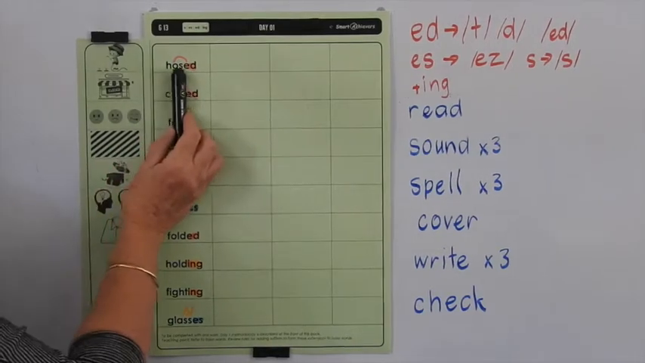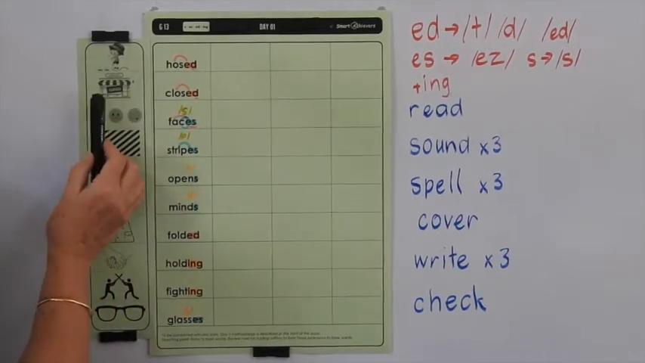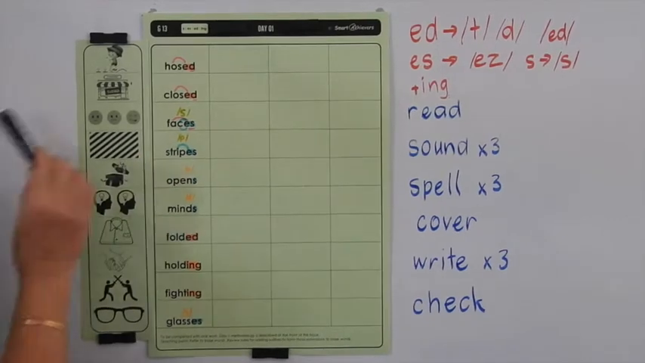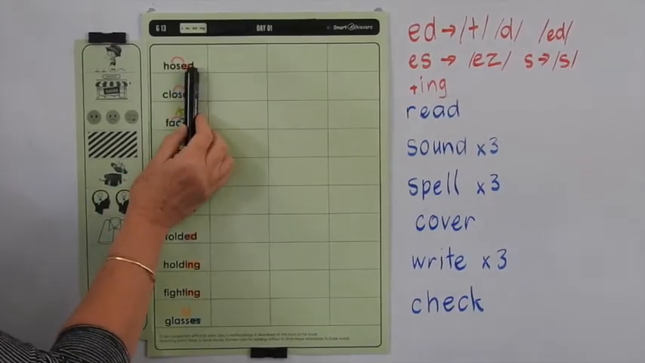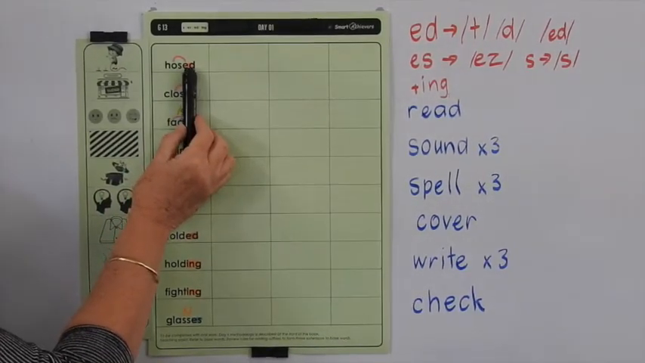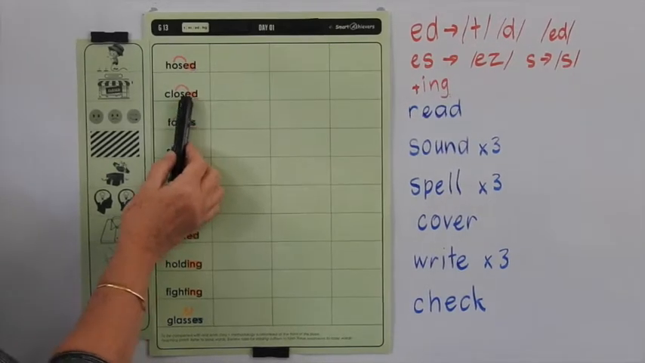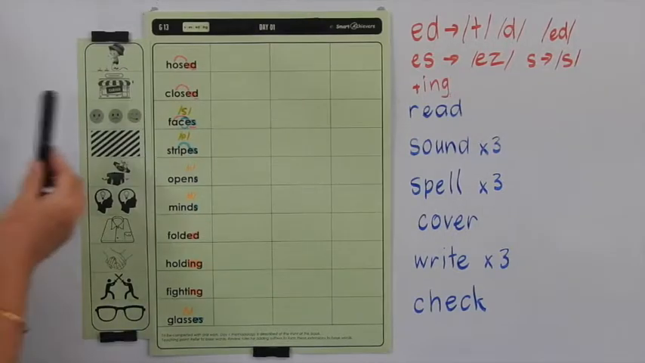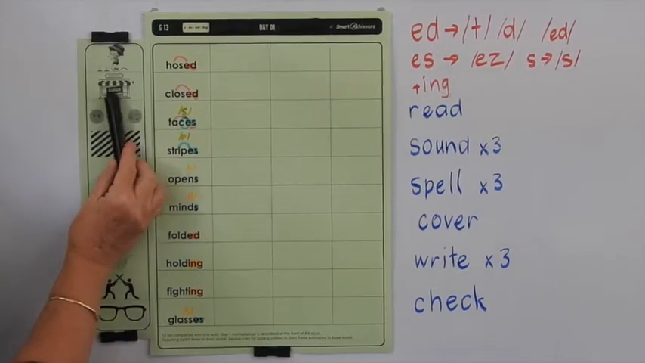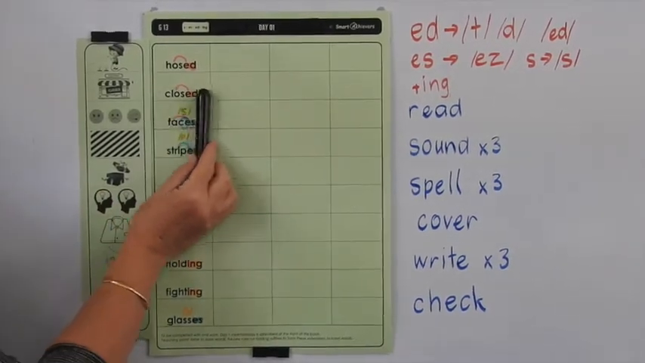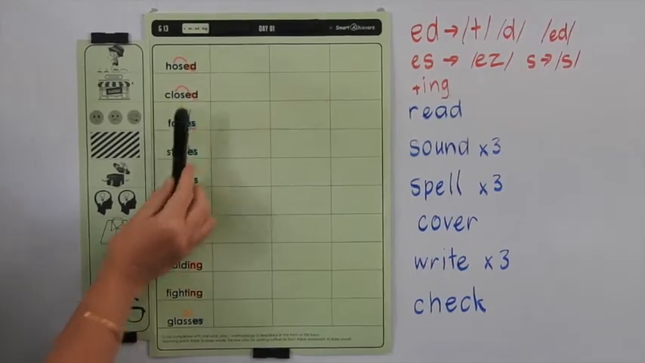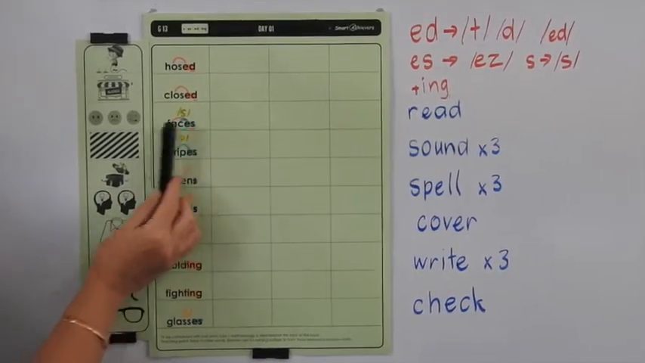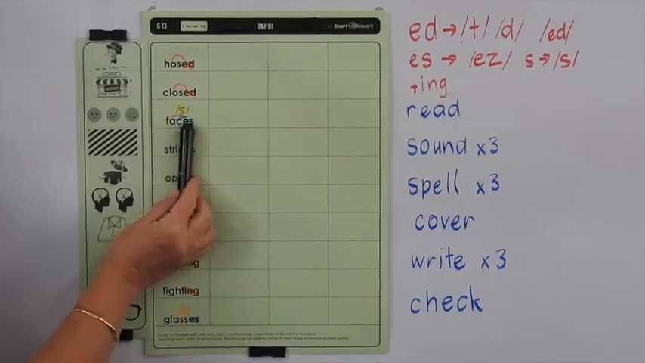So hosed, if you water the garden, you have already watered the garden, you would say hosed. So we usually add D or ED to the end of a word to mean that we've already done it. It's past tense of a verb. So the shop is closed and it's got a sign up, closed. It means it's already happened. They've shut the door.